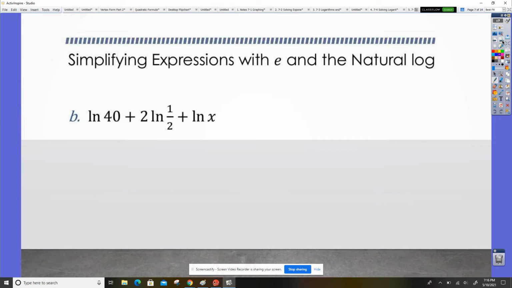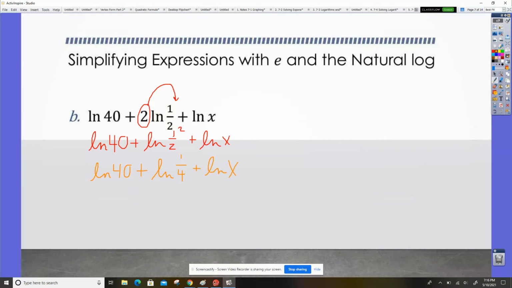For example B, we are again going to use those same properties, but this time we have addition. So like before, the first thing that I'm going to do is move this number out front to my exponent. So that's going to give me ln of 40 plus ln of 1/2 to the power of 2 plus ln of x. Now I'm going to simplify that exponent real quick. So I have ln of 40 plus 1/2 squared is 1/4. So plus ln of 1/4 plus ln of x.